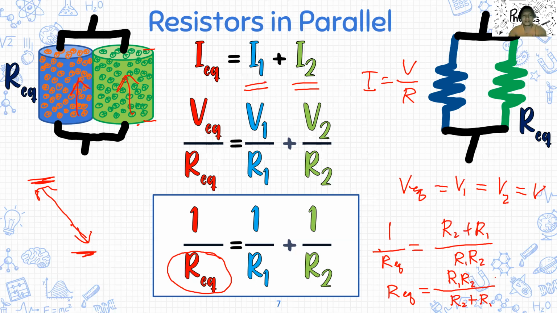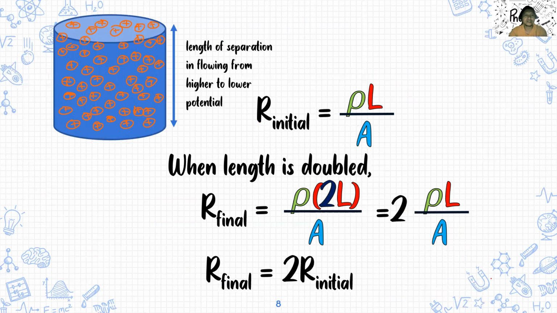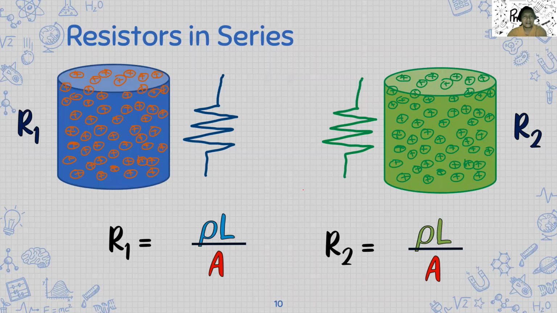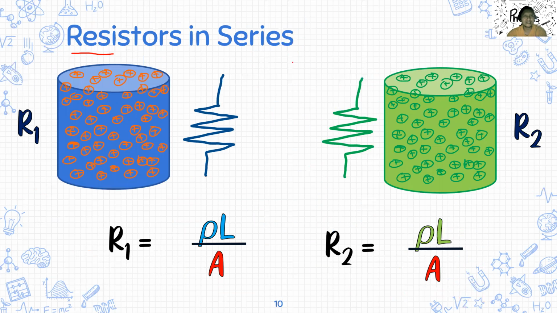Okay. So the next one is for your recall also that this is your length of separation in flowing from higher potential to lower potential. When the length is doubled, since the length is directly proportional with your resistance, the resistance is also doubled. Doubling the length doubles the resistance. Now we look at it as resistors connected in series. So consider this as your R1 and your R2. In symbols, in the circuit diagram, it will be like this.